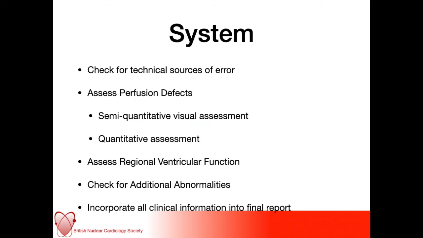Add in regional and LV function globally, and then look for additional abnormalities that might clue you in that a normal scan may actually have additional ischemia. And again, synthesize that data, incorporate it all into a clinical report which answers the clinical question.